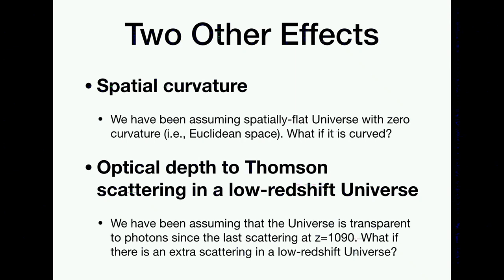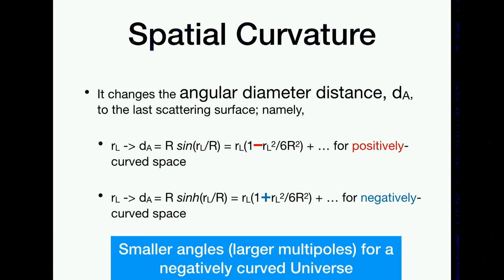Let's talk about two other effects: spatial curvature and optical depth. Throughout the lectures, we'll be assuming the universe is flat, Euclidean. What if it is curved? And another thing is optical depth. We have been assuming throughout that after the universe became transparent at a redshift of 1,000, it remained transparent. But what if it is not?